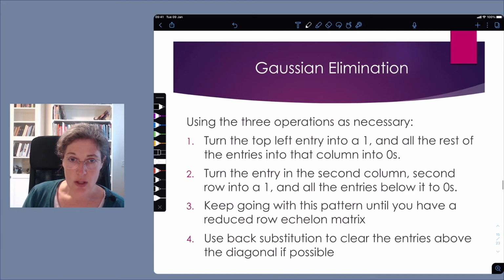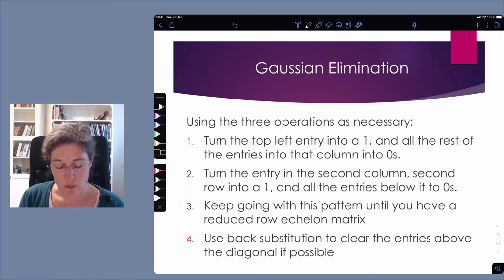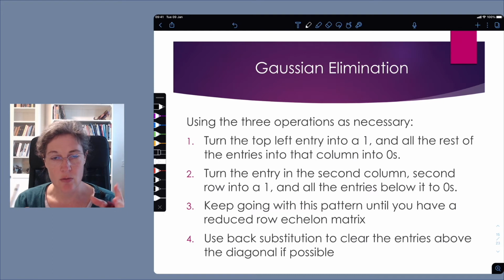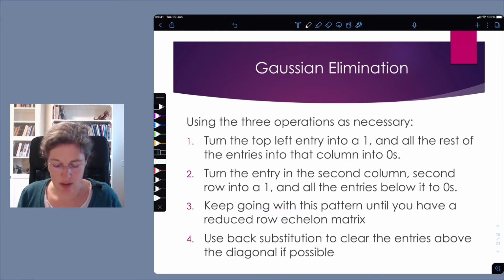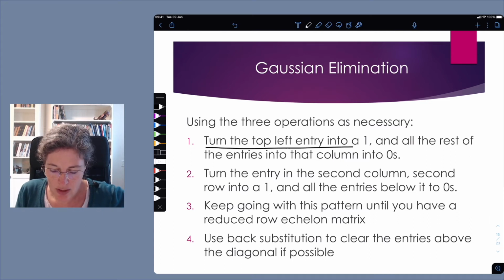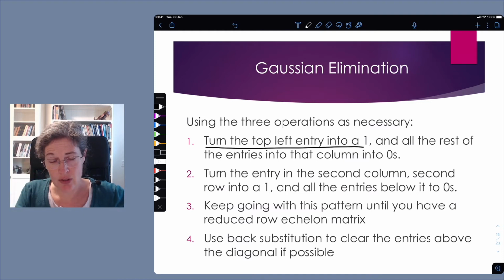So the trick that we use to always convert into this format goes like this. We have our 3 operations. We haven't really looked at swapping rows, but we've certainly used multiplying a row, and we've seen adding or subtracting a multiple of a row to another row. Using whichever operation is necessary, the first thing you do is turn the top left entry into a 1. And once you've done that, everything else in that column becomes a 0.